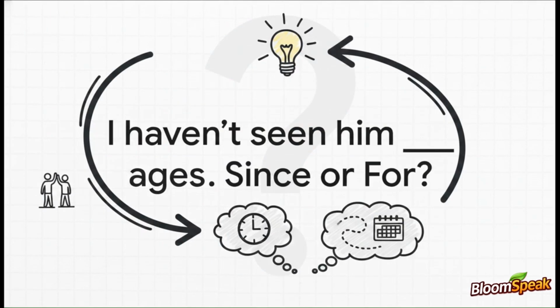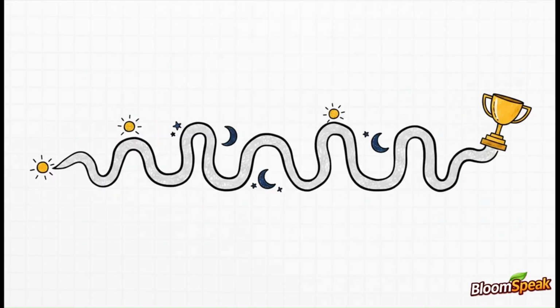All right, here it is. "I haven't seen him ages." Think carefully on this one. It's a little bit different. Did you get it? The answer is for. Now, what's tricky is that ages isn't a number, but it still talks about a period of time, right? A long duration. So hey, fantastic job if you got that one right.